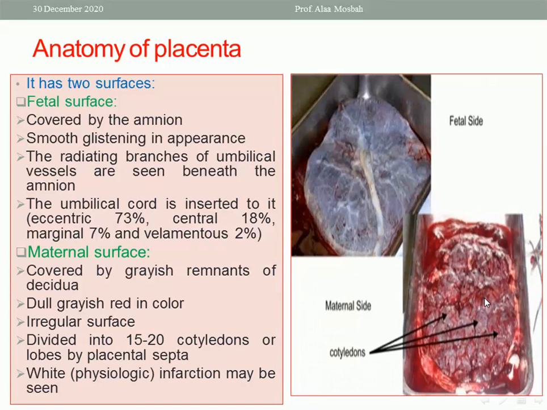In the other picture here is the maternal surface. As you see, it is rough, formed of cotyledons from 15 to 20, grayish red in color, sometimes white physiologic infarction, small, present. There is remnant of decidua giving it the grayish red color.